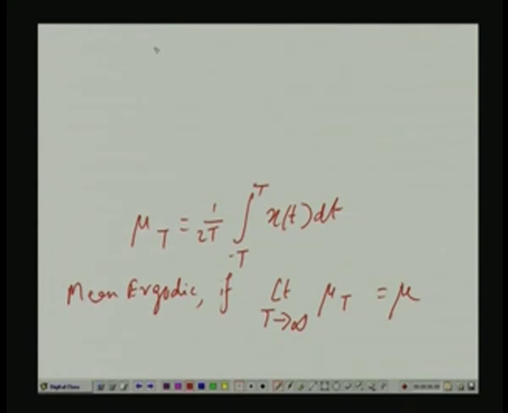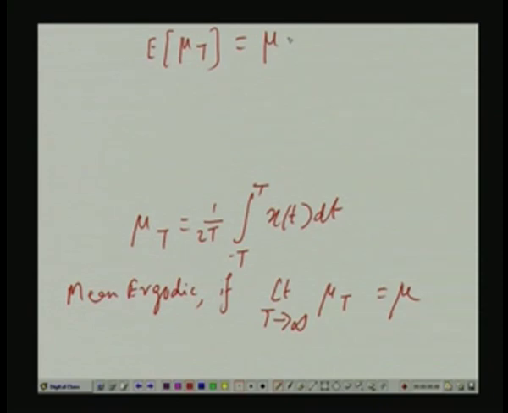What is the mean of mu T? Clearly, you push the expectation operator inside the integral, because expectation is a linear operator, working on x(t). And E of x(t), because of stationarity of x(t), is constant, that is mu. Again mu comes out of the integral, so the integral gives rise to 2T. So, mu into 2T divided by 2T is equal to mu. That means this mu T is a random variable whose mean is mu. Okay.